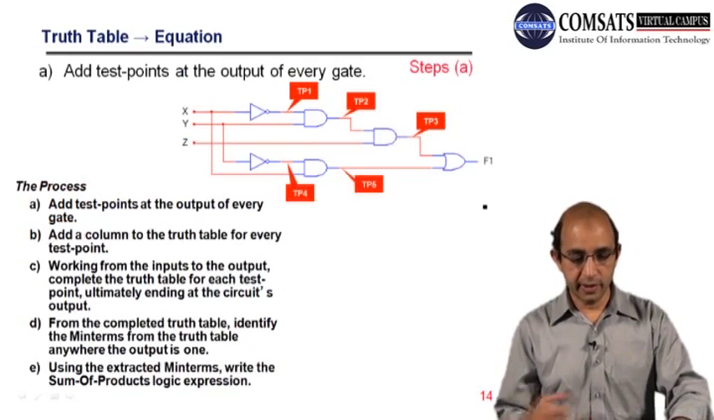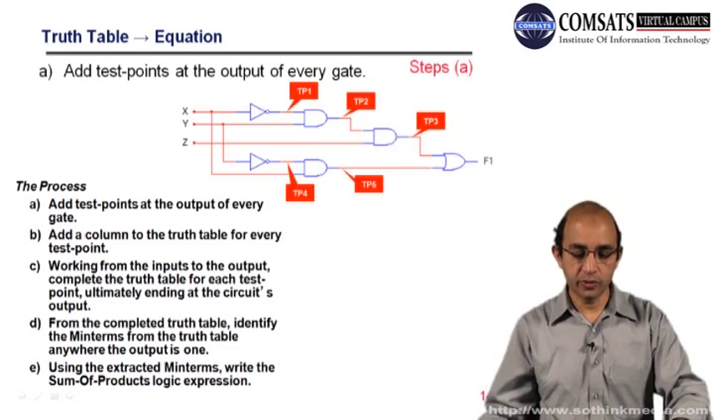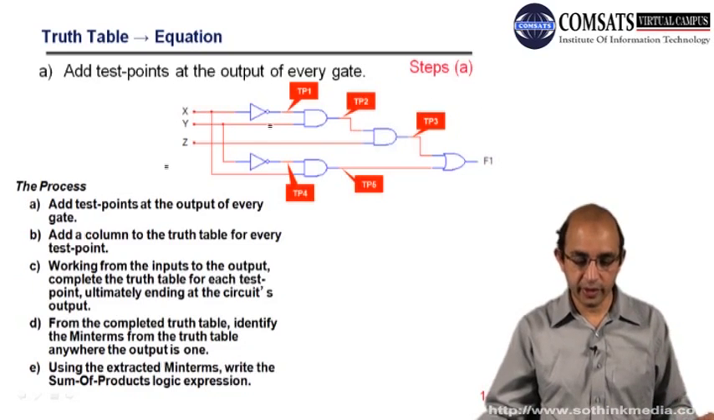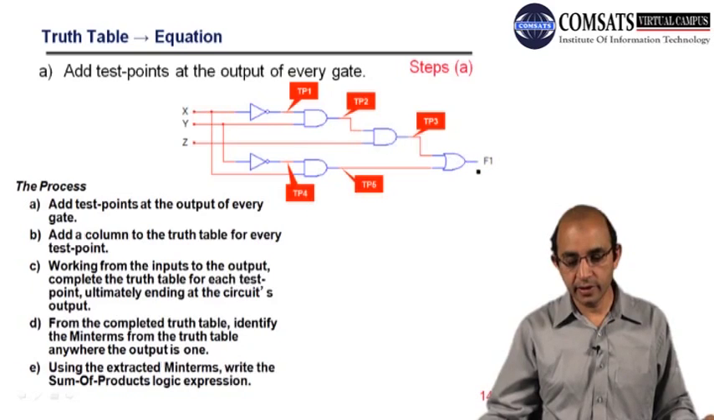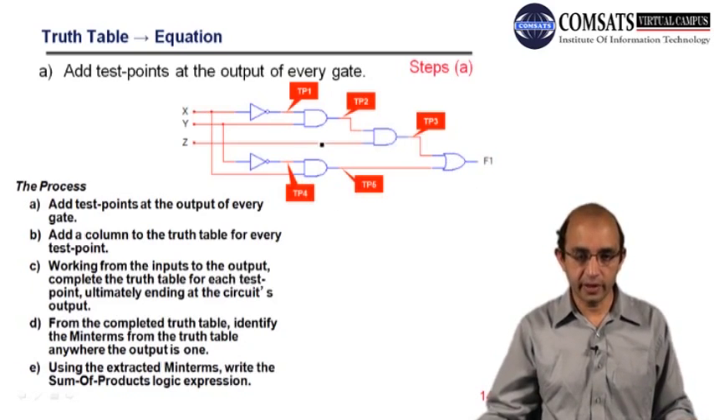we will be having the test point at the output of each and every gate, right? So here we have test point 1, test point 2 and test point 3, and then test point 4 and test point 5. You can see that at the output of each and every logical operation, that is NOT, and this is the output F1, and that is the OR operation. So at the output of each and every gate we have a test point.